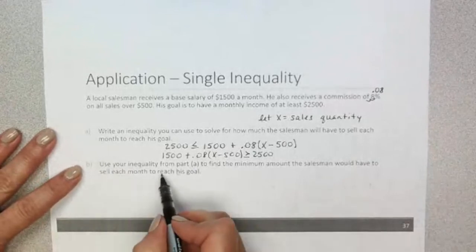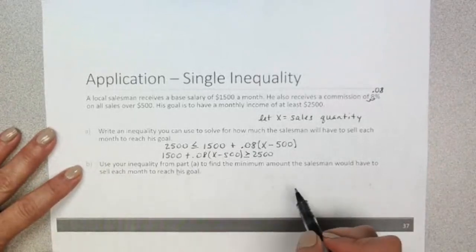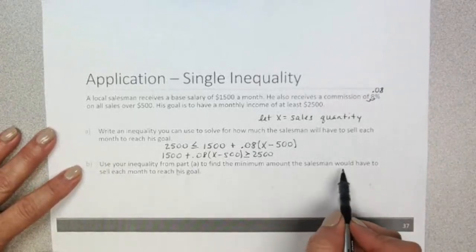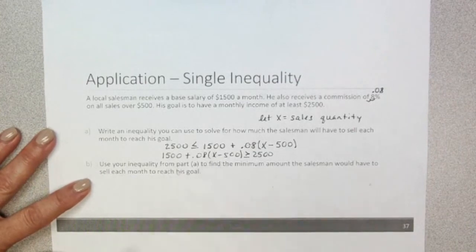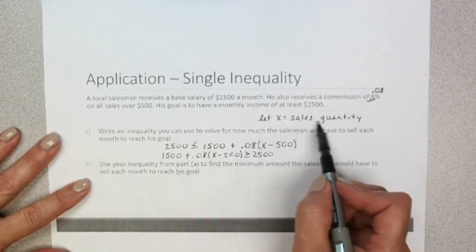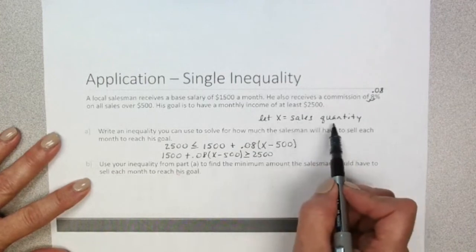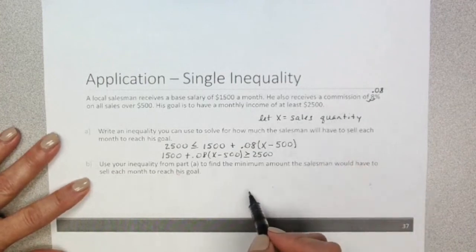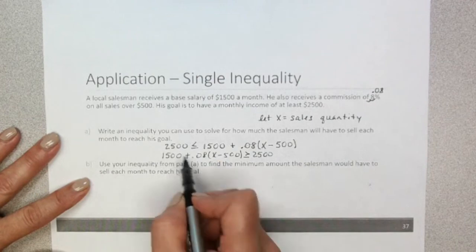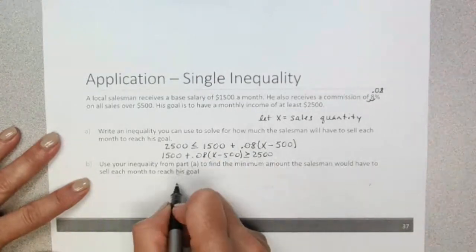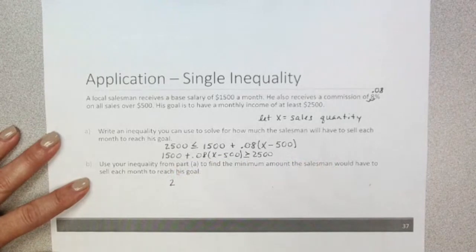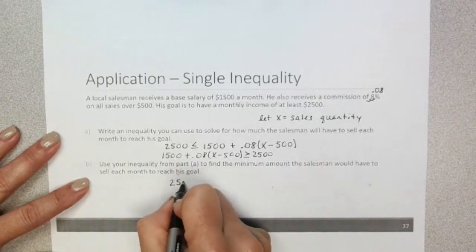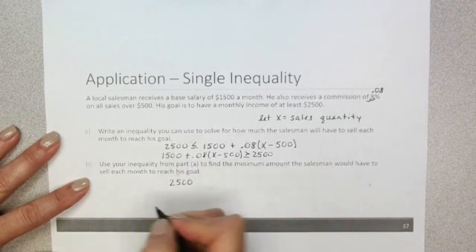All right, so now in part B, we want to use this inequality to find the minimum amount a salesman has to sell each month to reach his goal. So what we're doing here now is we're solving for that X, the sales quantity, the minimum sales quantity to meet that goal. I'll use the first version of my inequality, since I wrote that one first.